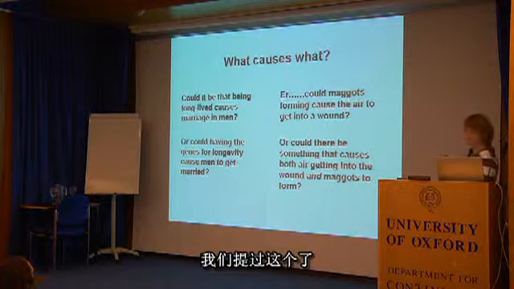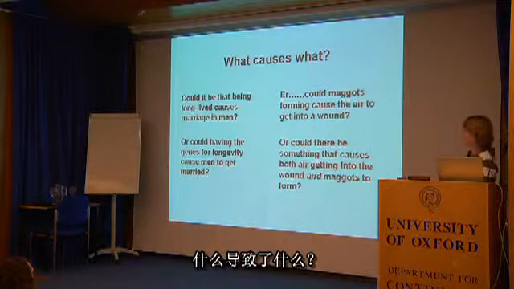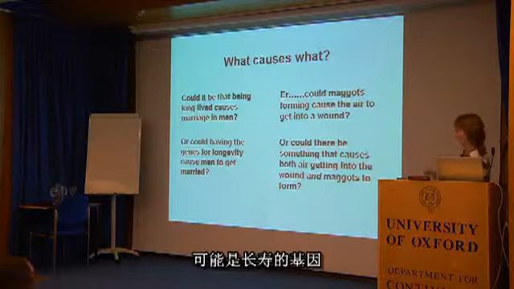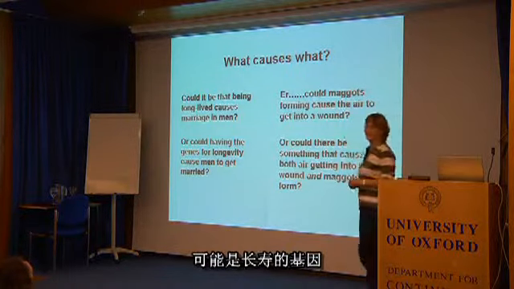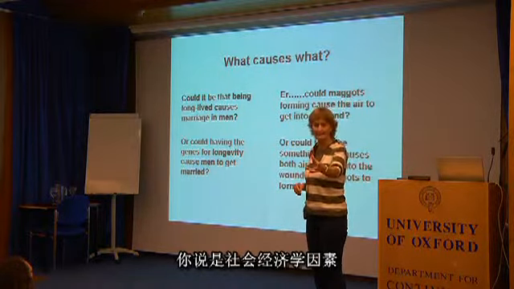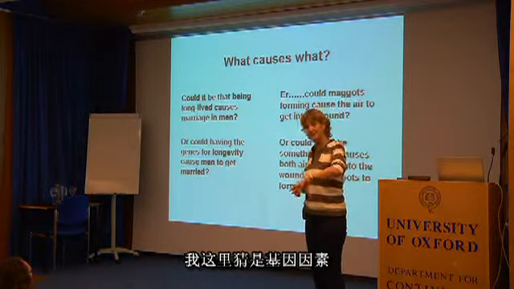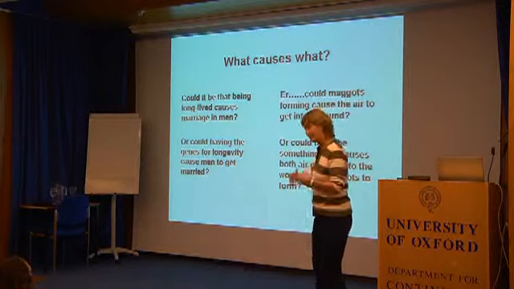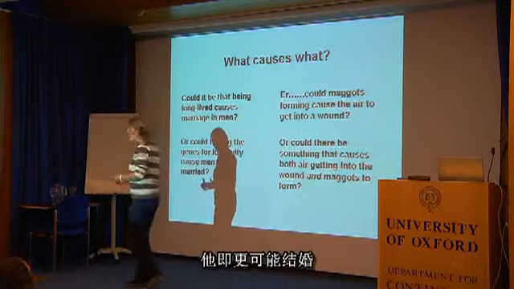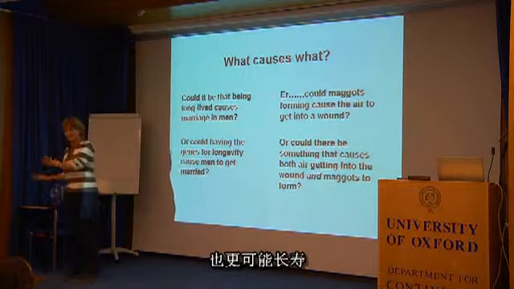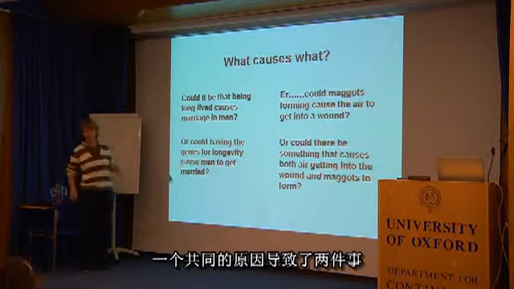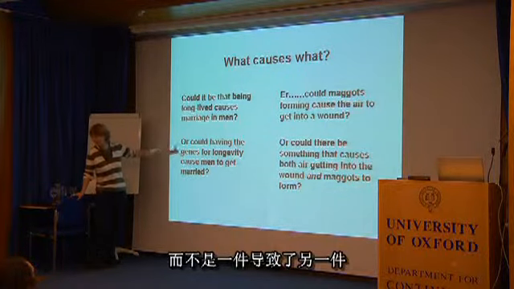We also might, and we've done this a bit, ask, what causes what? Could it be that being long-lived causes marriage? So it might be that having genes for longevity causes men to get married. So you said socioeconomic factors, but I'm suggesting it could be genetic factors. So there's one set of genes such that if a man has them, he's both more likely to get married and he's more likely to live longer. So there's one common cause for the two things rather than one thing causes the other.